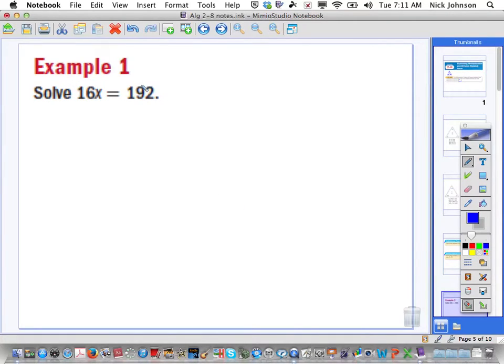So let's look at example 1. It says solve 16x is equal to 192. Well, we could use our triangle. Side by side, 16x is the same thing as saying 16 times x. I hope we all remember that. Side by side means multiplication. So, in my triangle, 16 would go here, my x would go here, my 192 would go up top.